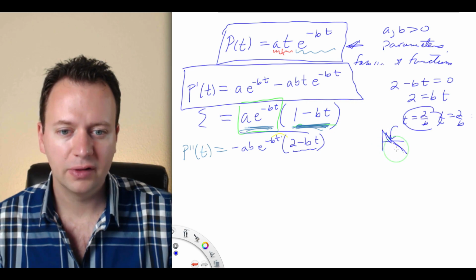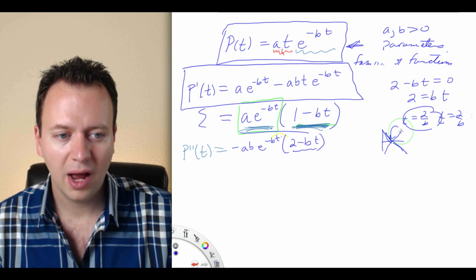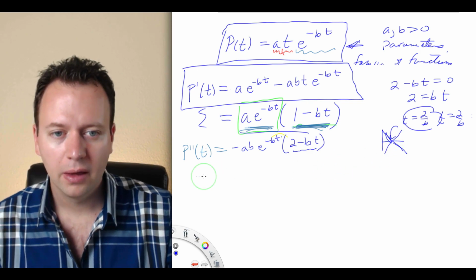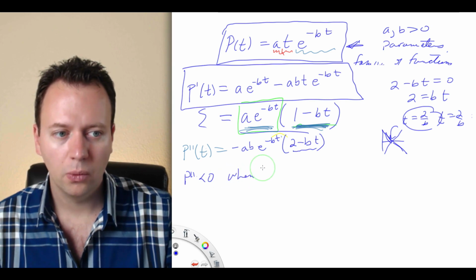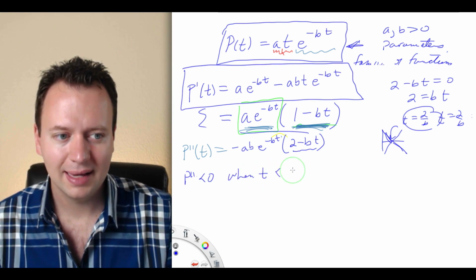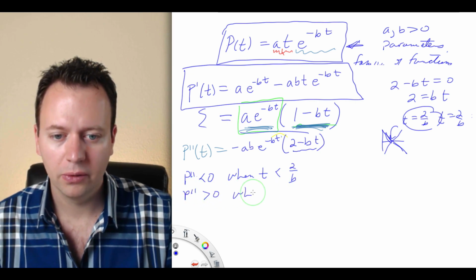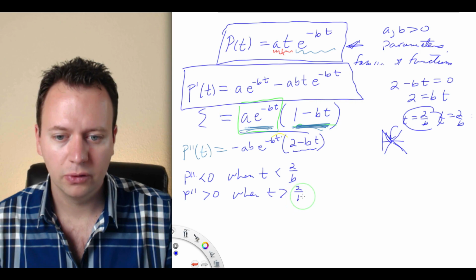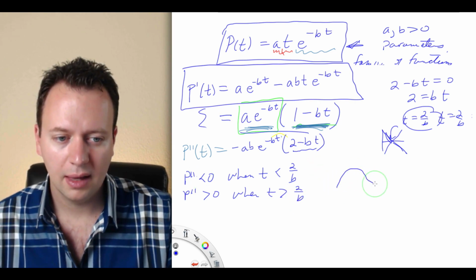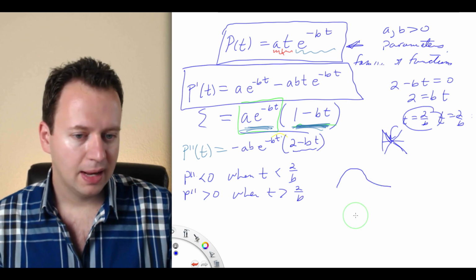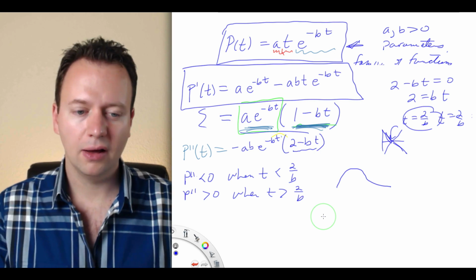So it goes from positive to negative, but then there's an extra minus out here, so the p double prime actually goes from negative to positive. So p double prime is going to be less than 0 when t is less than 2 over b, and p double prime is going to be greater than 0 when t is greater than 2 over b. So we're talking about p is concave down, and then it's concave up.